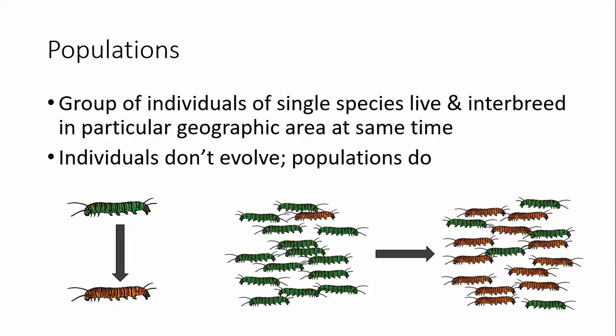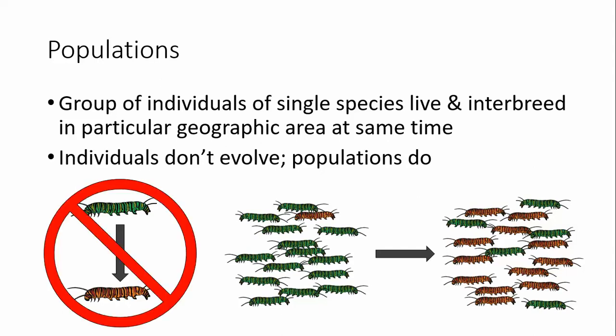But this brings me to something. A population is a group of individuals of a single species that live and interbreed in a particular area at a particular time. So you can talk about, like, the caterpillar population of a tree, you can talk about the squirrel population of Oak Cliff, etc. Individual organisms do not evolve. So you don't have, like, this green caterpillar evolving into an orange caterpillar because that's useful. No, that's not how evolution works. That's not how natural selection works.